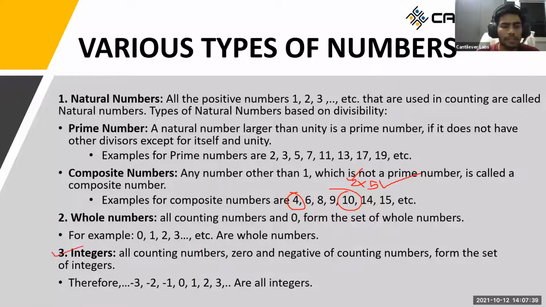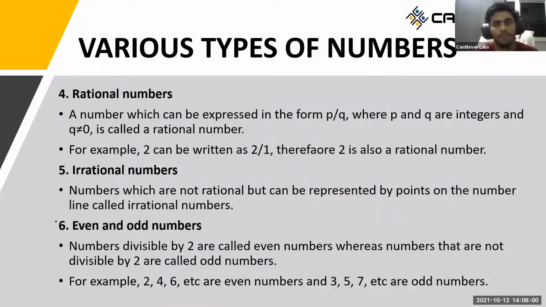Now moving on to integers. All the counting numbers, 0, positive numbers, and negative numbers form the set of integers. So integers contain all the negative numbers starting from minus infinity to 0. Then it goes all the way up from 0 to infinity. These are all put together called integers. Now, let's move on to rational numbers. So what is a rational number?